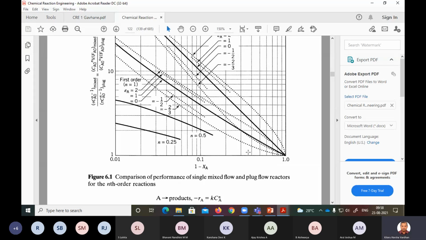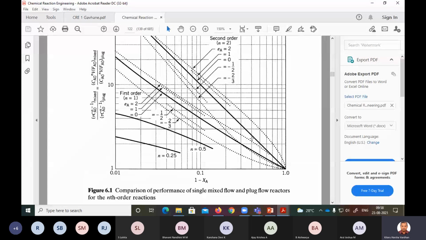Now let us see the solid lines first, then the dotted lines. Now this you are plotting for 1 minus XA. As the order changes, you have orders of 0.5, 0.25, negative orders, and again positive orders. Now you see here, what is this order? This order is 0. If the order is 0, you are getting a solid line. Again, what is this order? You can see this is the first order, order 1. This is for the second order. This is for the first order.